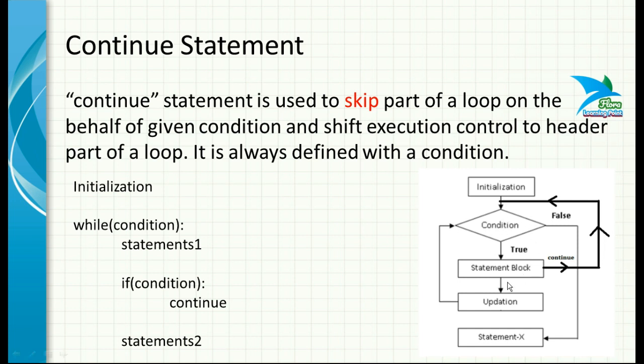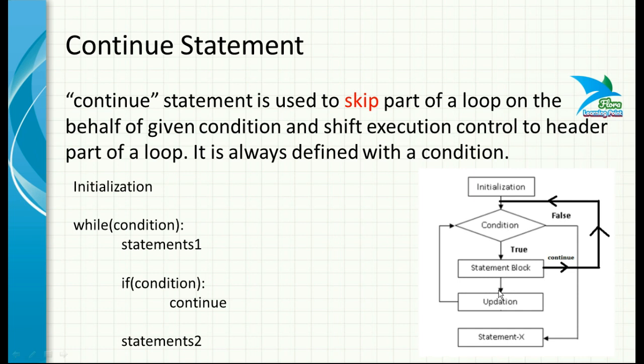Here we have a flowchart that represents the use of a continue statement. First we have initialization, then condition. If the condition is true, then statements will execute, and then updation, and the control moves back to the condition. This is the normal execution of a loop. If you define a continue statement inside the body of a loop, then when the continue statement will execute, it will directly shift the control back to the condition and skip the remaining statements inside the body of that loop.